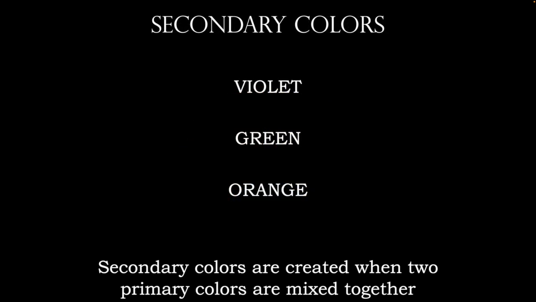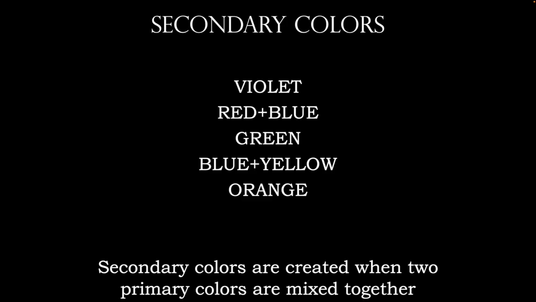And then we add in the secondary colors. You also have to memorize these. They are violet, green, and orange. And they are created when two primary colors are mixed together. So I don't have you know this for the class, but to create violet, you mix red and blue together.